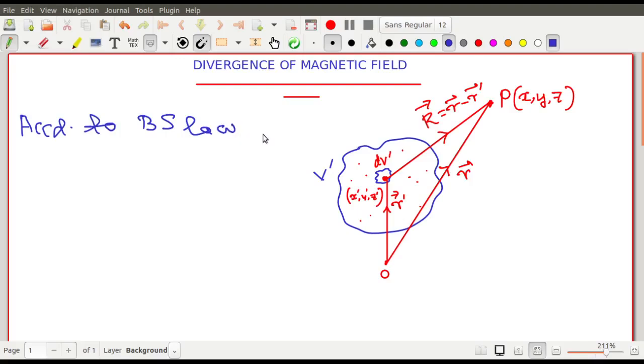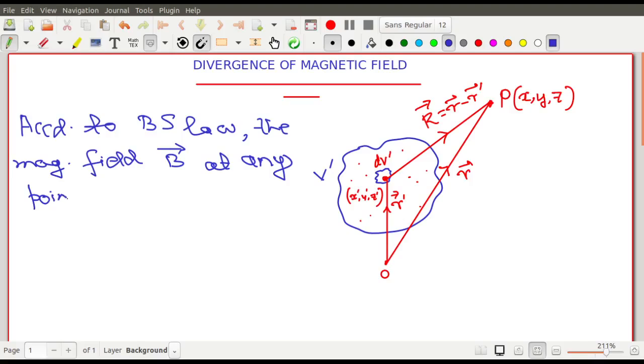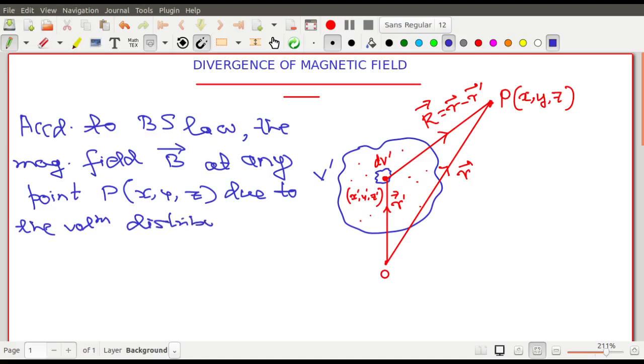According to Biot-Savart's law, the magnetic field B vector at any point P(x, y, z), due to the volume distribution of current, which is represented by J vector (x dash, y dash, z dash).